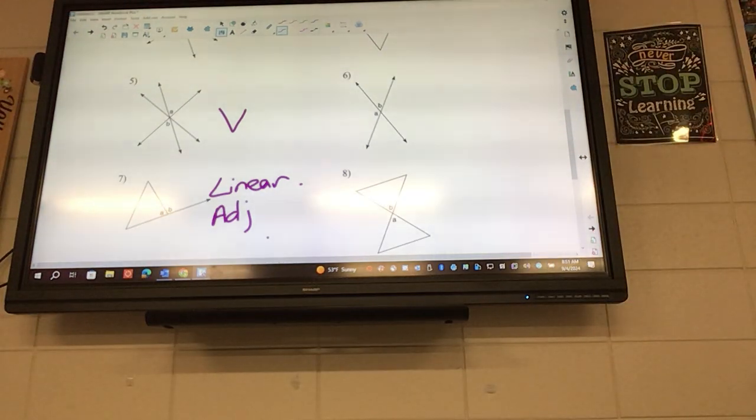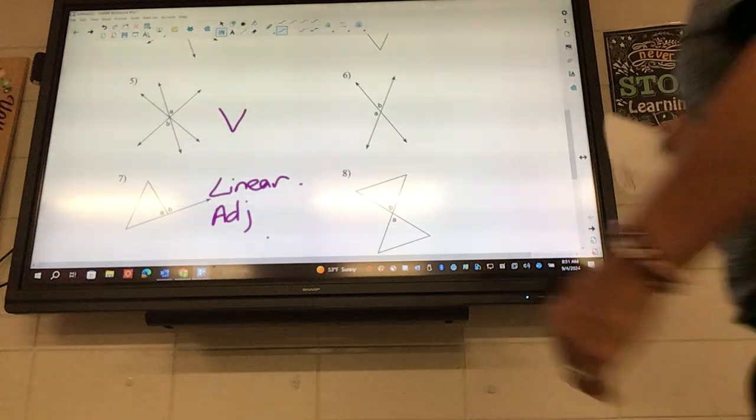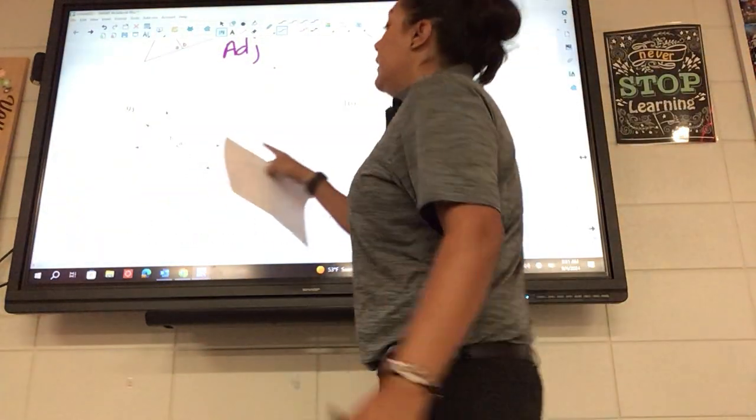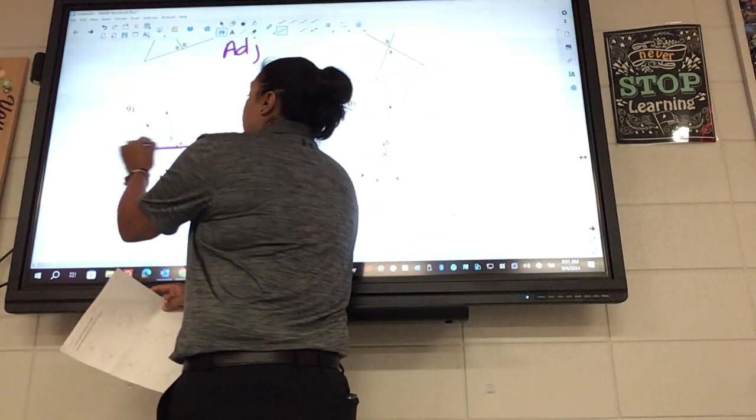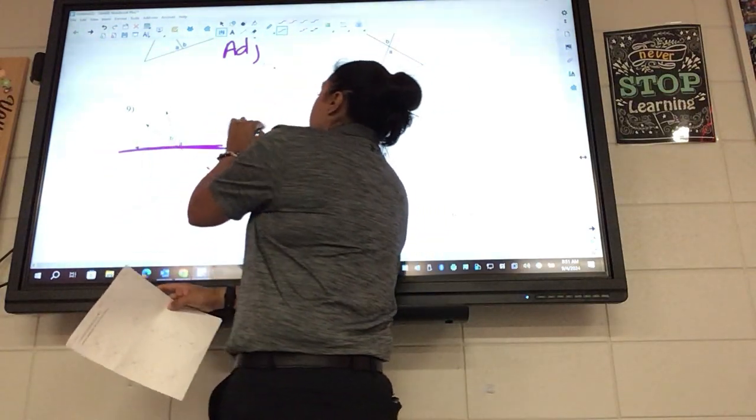Okay, look at 9. Are the angles right next to each other? Yes. So they are not vertical, for sure. Does A and B connected together make a straight line? No. So then their only option is what? Linear? So a linear is going to be when A and B are connected to make this straight line. So this is just going to be adjacent.